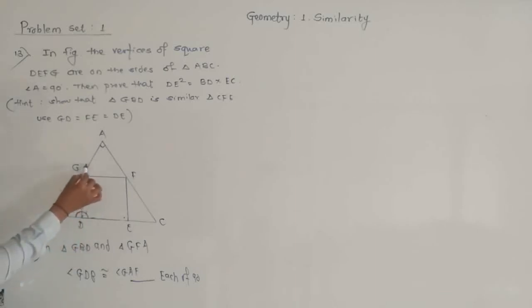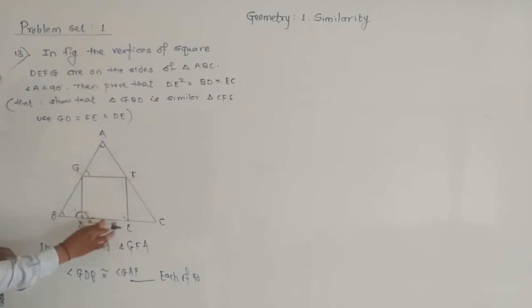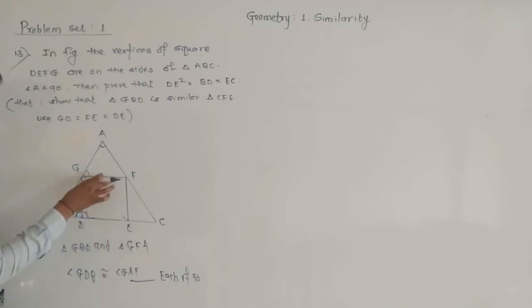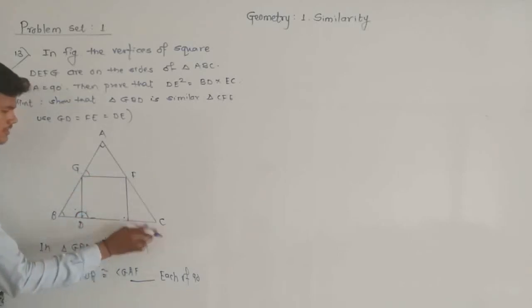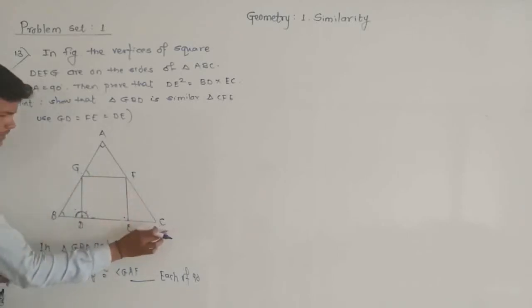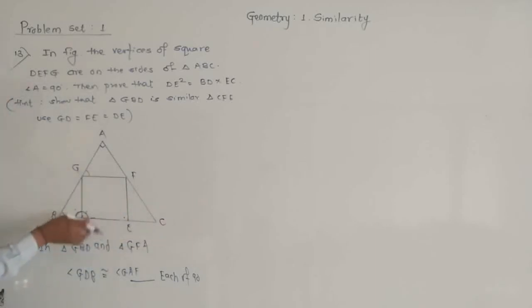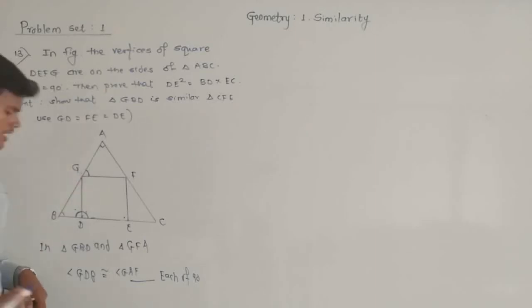Also, angle GBD is congruent to angle AGF. Why? Because they are corresponding angles. Here, DEFG is a square. That means GF is parallel to DE, that means GF is parallel to BC. So here GF and BC both are parallel lines, and for both the lines, AB is the transversal. So angle AGF is congruent to angle DBG because they are corresponding angles.